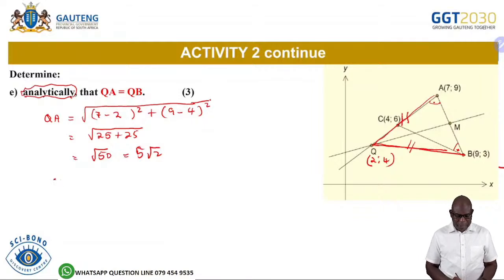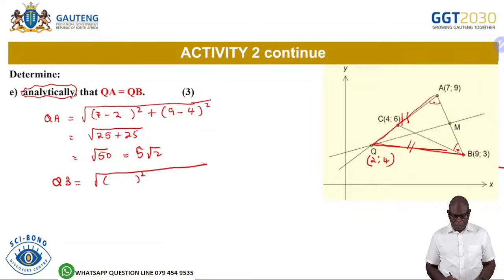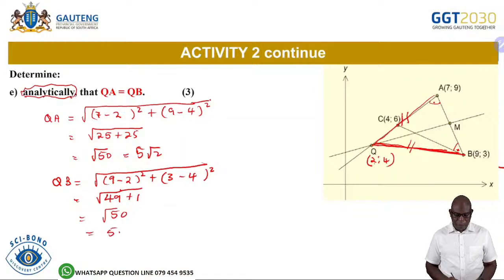Then I must then get QB, the distance of QB. So the distance of QB, remember I want to prove that those lines are equal. Okay, so QB, I'll say 9 minus 2 squared. Then I'll say 3 minus 4. So I'll have 7 squared, it's 49. Minus 1 squared is 1. So this is square root of 50, and it's 5 root 2.